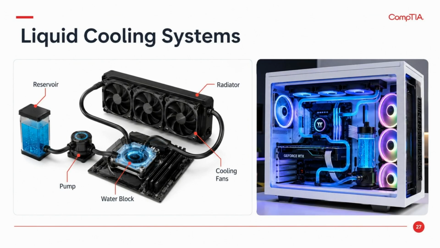Finally, the radiator and fans are critical components of a liquid cooling loop. The fans force air through the radiator fins, cooling the heated liquid as it passes through, so it can return to the CPU at a much lower temperature.